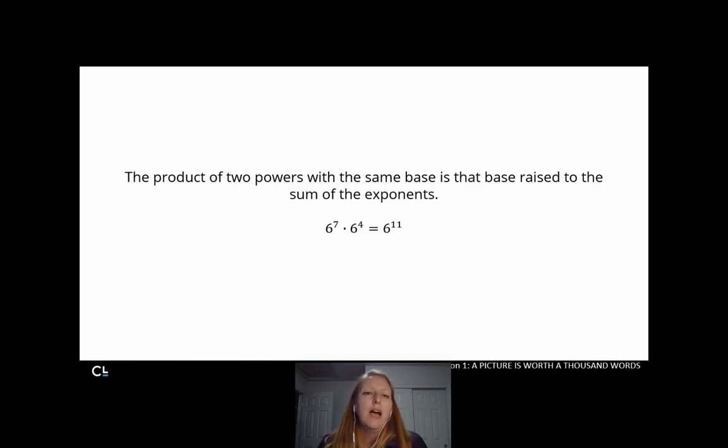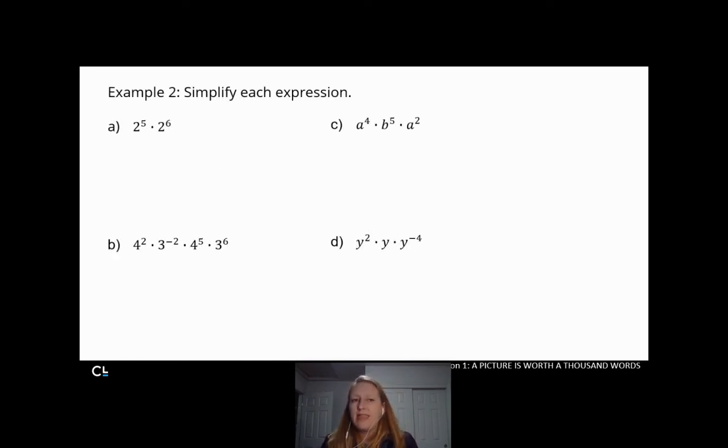So if you're multiplying two powers with the same base, you can just add the exponents together. Pretty straightforward. I'll give you a few minutes to try that out. I've got a couple of these here. Go ahead and hit pause to work these out and then hit play when you're ready to check your work.